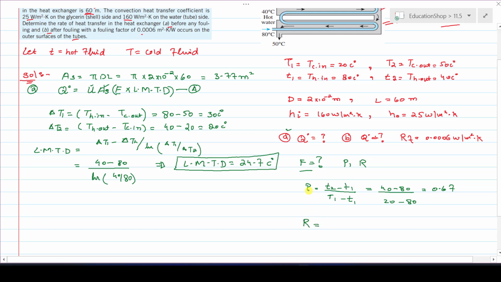Next we will find the parameter R. With the help of parameters P and R, we'll find the value of F. You will see next how to find it. Parameter R is equal to (T1 minus T2) divided by (small t2 minus t1). The T1 value is 20 and T2 value is 50. The small t2 value is 40 and t1 is 80. Solve this on a calculator and it will give you the parameter R, that is 0.75.